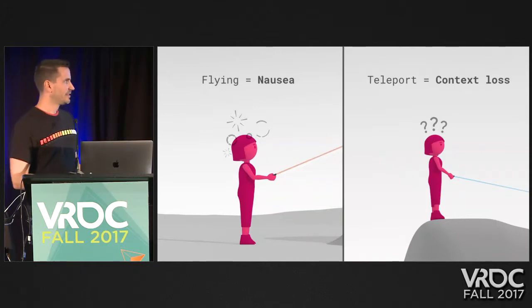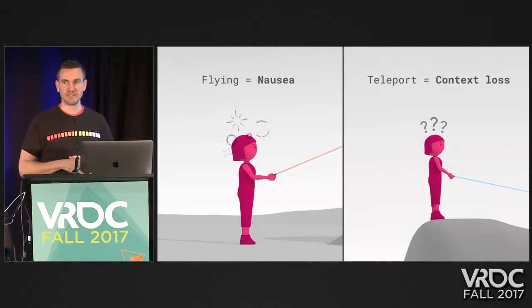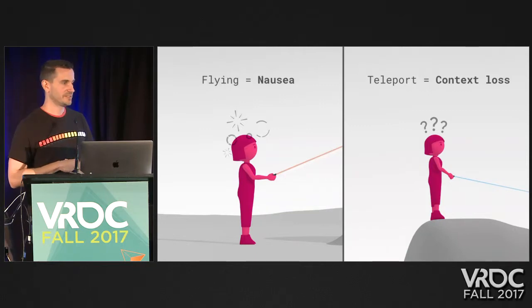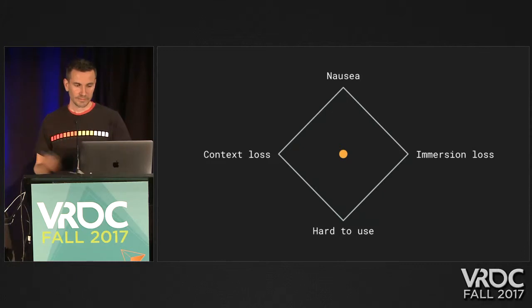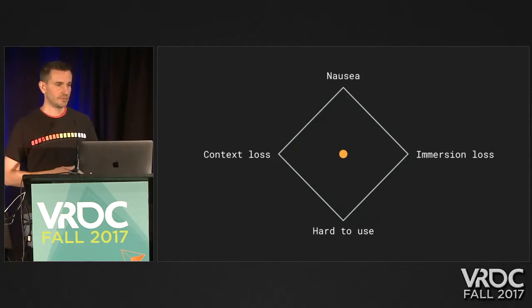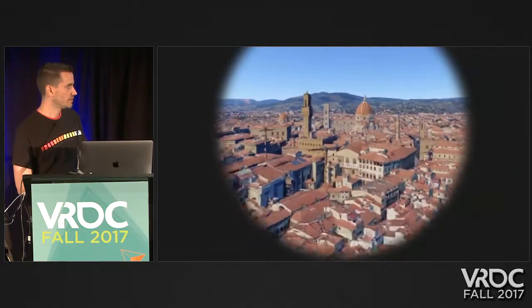So we had this problem. Flying was awesome in all these ways, but it made basically everyone feel sick. And teleport was convenient, but you lose context and you break immersion. So we wanted to be somewhere in the middle. We wanted total immersion, easy to use, no context loss, and no nausea. So we came up with a really cool trick to solve this, which we called tunnel vision.